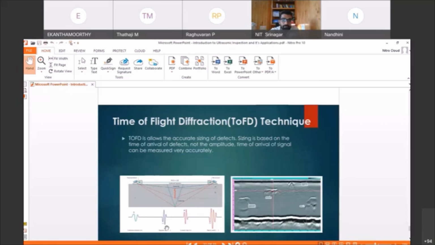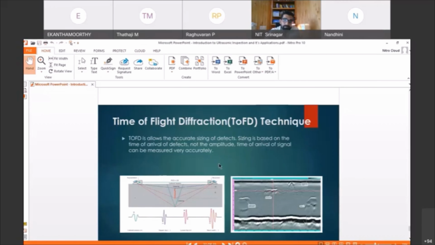You see the lower signal. This one is the upper tip signal, and this one is the lower tip signal. Based on this time scale, we can measure how much length it is, and this is the B scan grayscale. We can see how much depth it is and how much length it is. We can measure accurately.